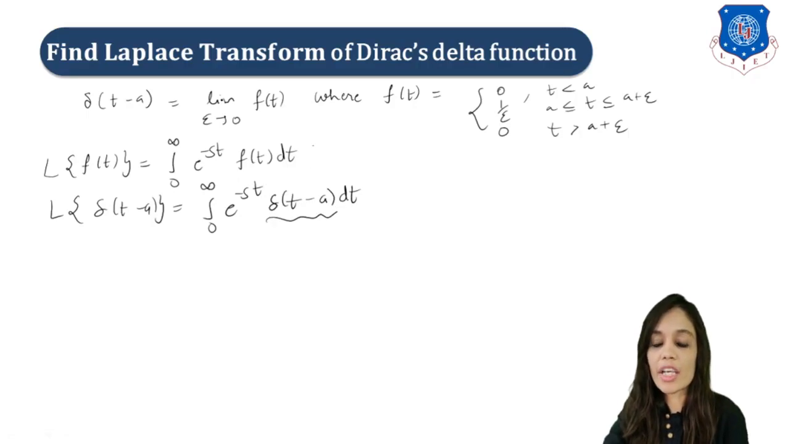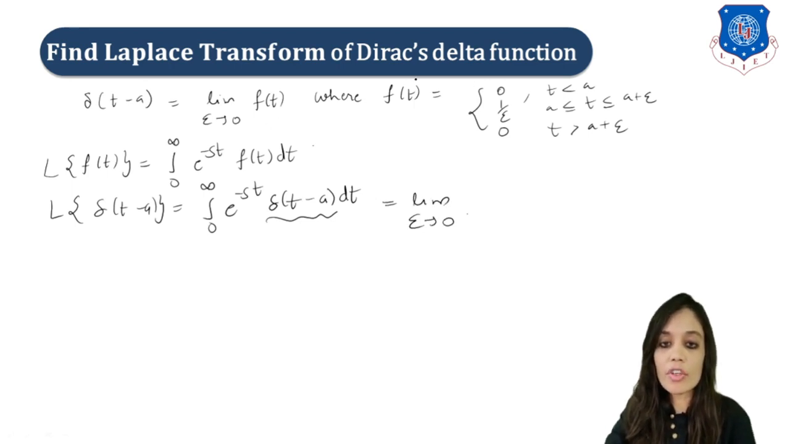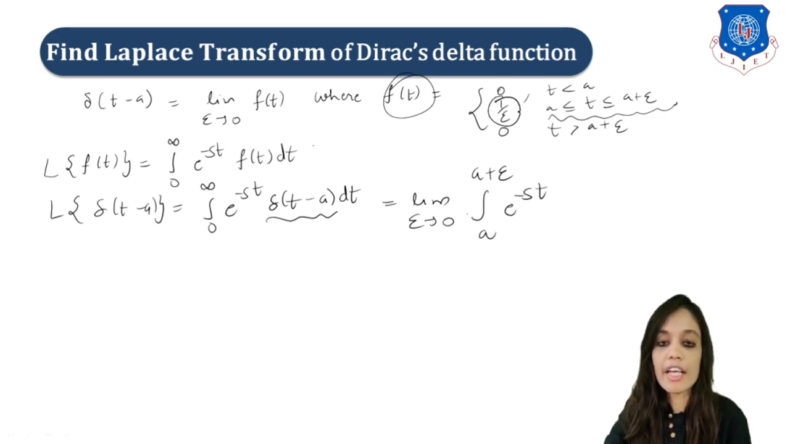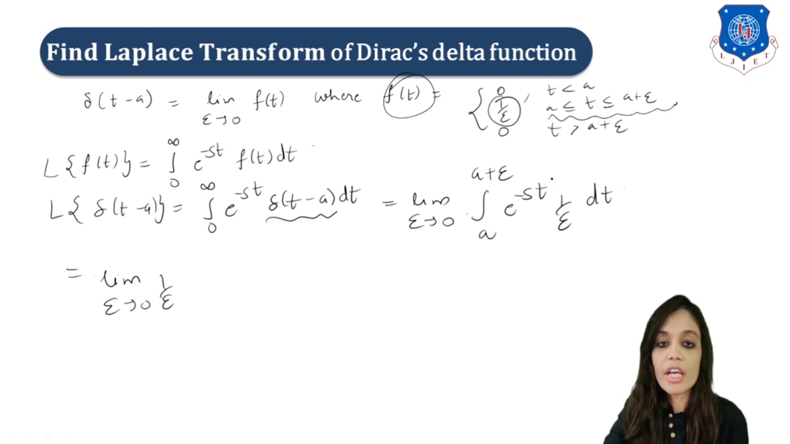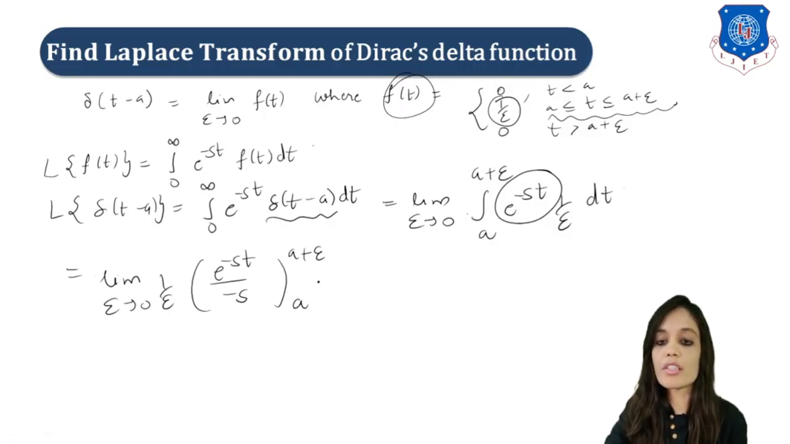Now we know our delta t minus a is limit epsilon tends to 0 firstly, and you can see our function f of t exists only in a to a plus epsilon, right? So our limits of integration will be a to a plus epsilon e raised to minus st, and there our function is 1 upon epsilon times dt. Fine. So now let us take out firstly 1 upon epsilon outside of the integration and integrate this. So integration will be e raised to minus st upon minus s, right? And limits are a to a plus epsilon.